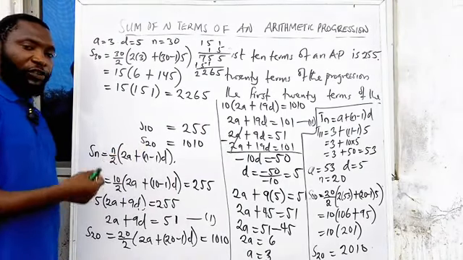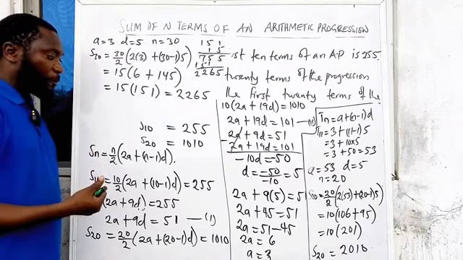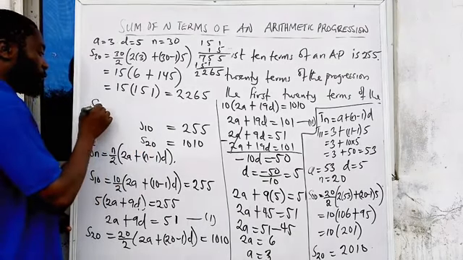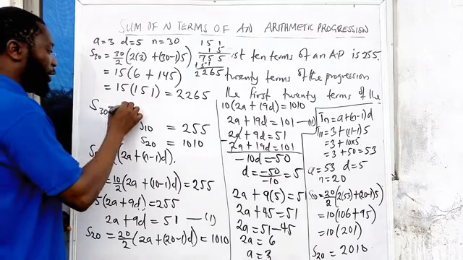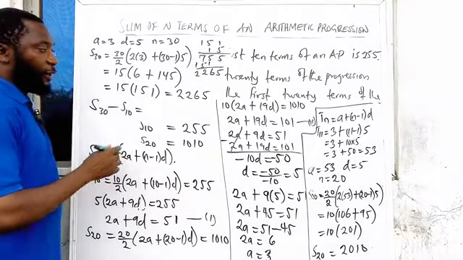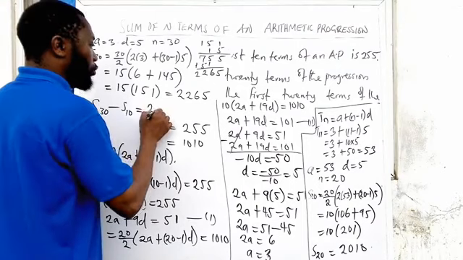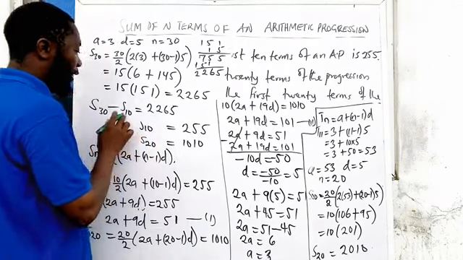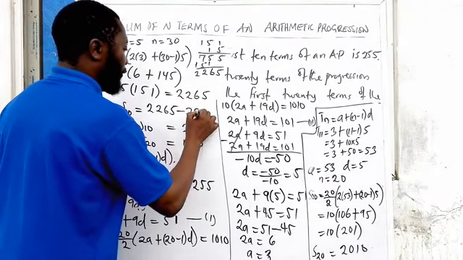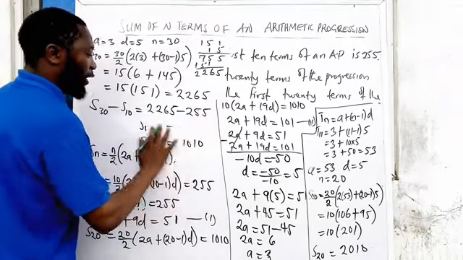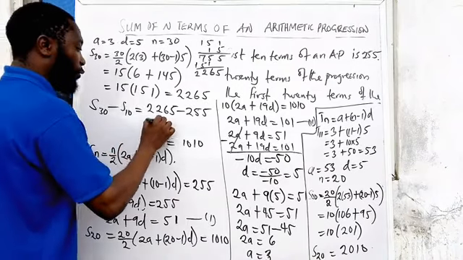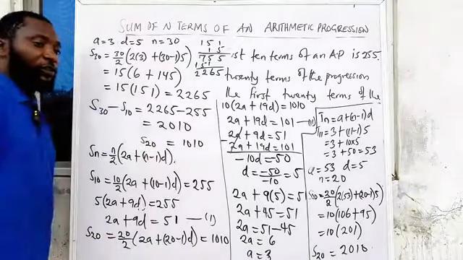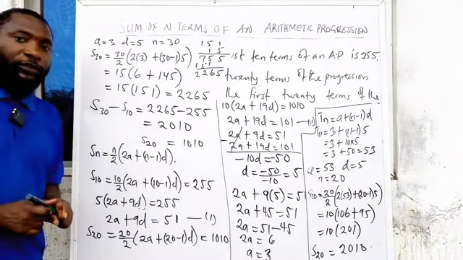Now again, we want to look for the sum of the next 20 terms, and we know the sum of the first 10 terms. So our sum of the next 20 will now be S30 minus S10, and our S30 is 2265, and our S10 is 255. So we subtract now. So we have 2010, which is the same as this, and that is the solution to this question.